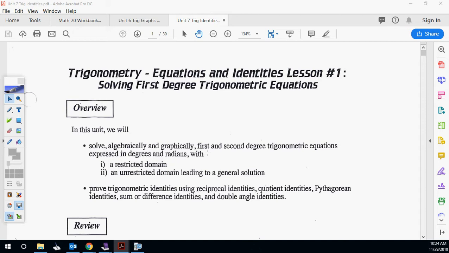But anyway, this unit, we're going to solve algebraically and graphically for first and second degree trig equations expressed in degrees and with radians. We have a restricted domain and an unrestricted domain, which we use a general solution. The general solution is that idea that once you get the answer, you keep adding 2 pi to it, because continuously we'll land on that same answer. So the idea that we'll do that for the period. Prove trig identities using reciprocal identities, so that's what we're doing later, not today.